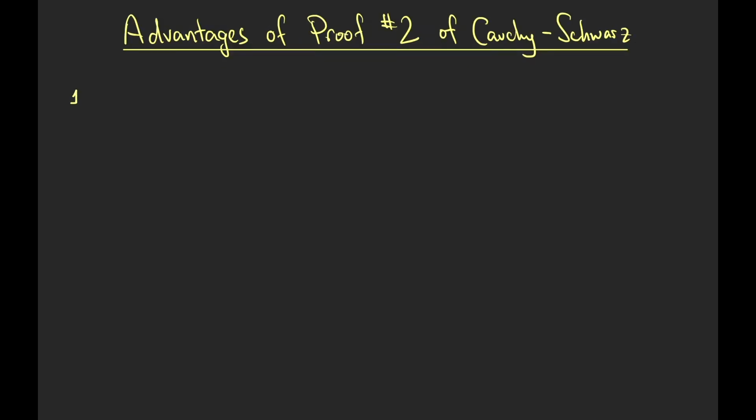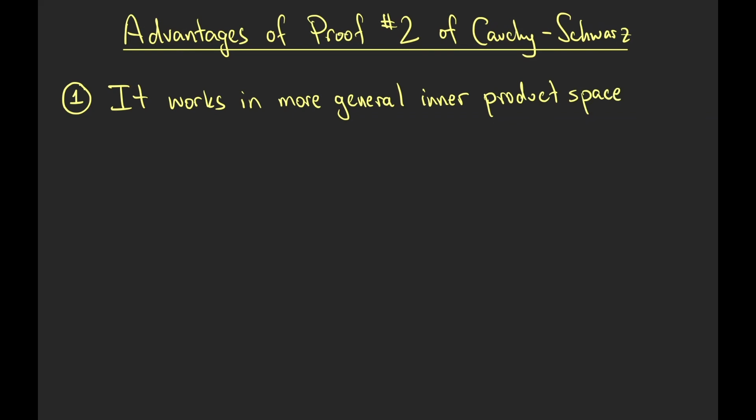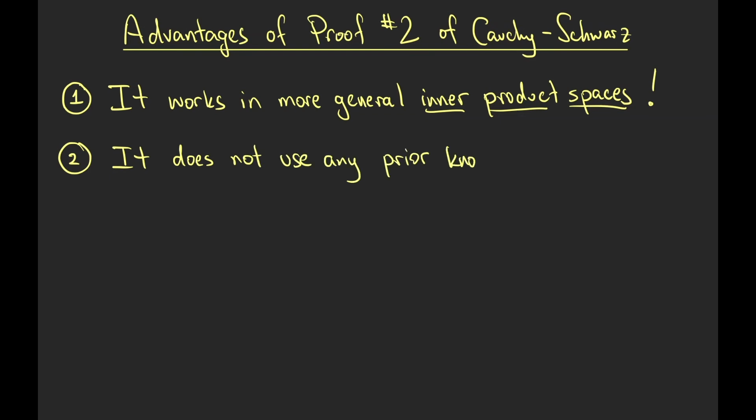Okay, let me explain why I showed you a second proof of Cauchy-Schwarz. There are 4 main reasons why the second proof is better. The first is that it works in more general inner product spaces. We don't need the Pythagorean theorem to make it work. So the second proof does not require any prior knowledge. We didn't have to know about cosine, and we didn't have to know about the Pythagorean theorem.